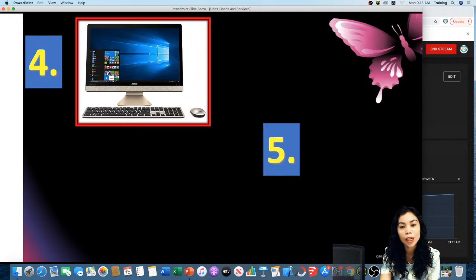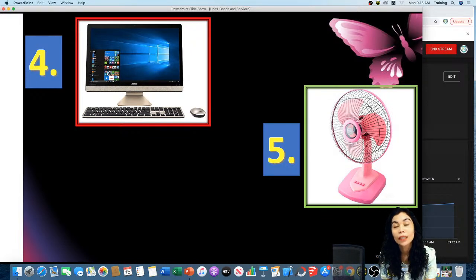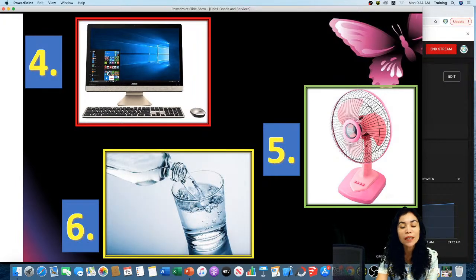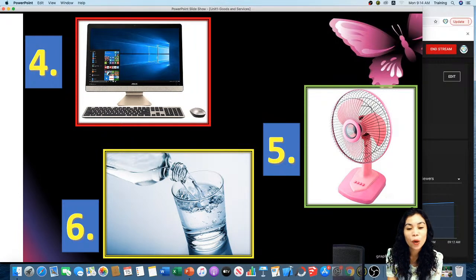The next, number five. It's a fan. Is it a need or a want? Yes, it's a want, because it is not essential for our survival, but it makes our life comfortable, especially during summer, when it is very hot. We need a fan to cool us down. So a fan is an example of a want. Okay, let's go to number six. Number six, student, it's water. Is it a need or a want?